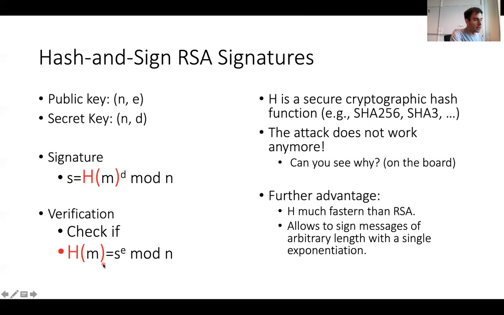Similarly, the verification algorithm is changed. What the verifier will do is take the signature s, raise it to the e, and then check whether this value is the same as the hash of the message m. This makes a very big difference compared to vanilla RSA. So let's see why. Here is where I would like to use the board. So let's do that.